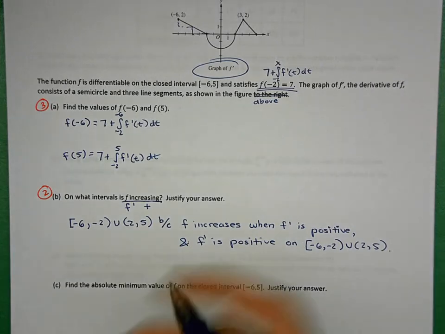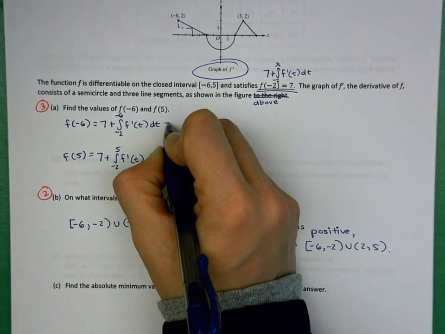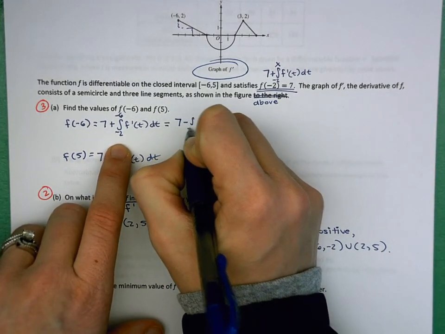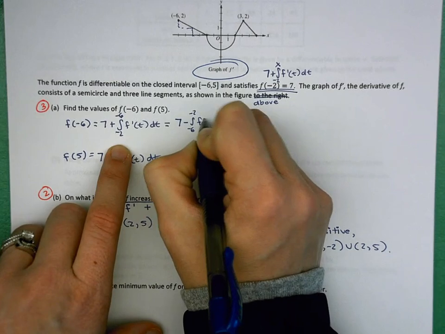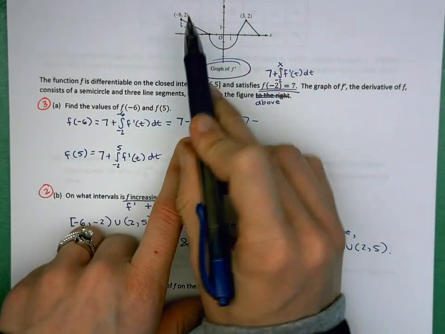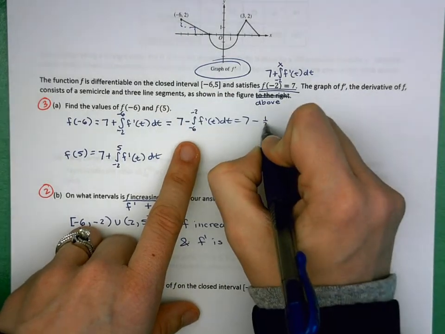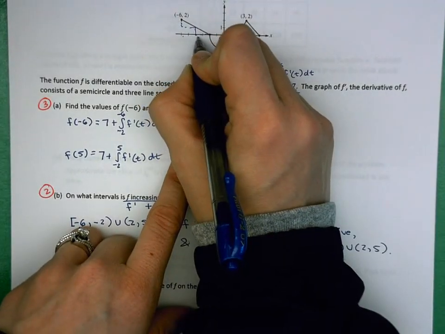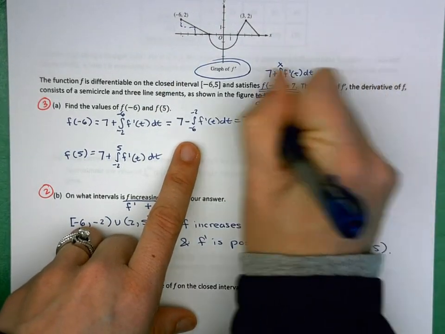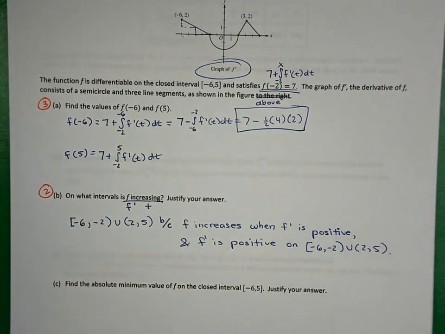Your other 2 points then come from evaluating these two things. This one's upside down, so let's go ahead and fix that. 7 minus the integral from -6 to -2. And -6 to -2 is this triangle here, 1/2 base of 4, height of 2, and then I would leave it. Don't simplify, you don't need to. If you choose to simplify, you should get 3.